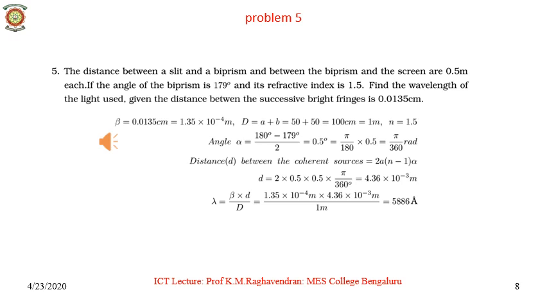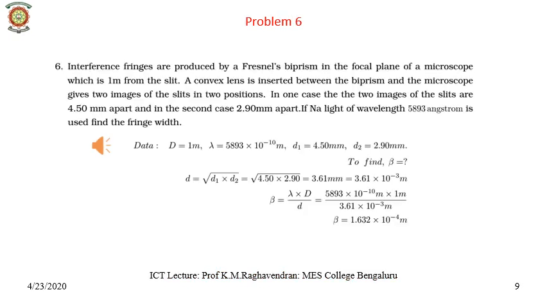So that is straightforward. We substitute for a, n and alpha, and remember alpha in radian, and obtain d is equal to 4.36 into 10 to the power of minus 3 meter. So once you have small d, you have all the data necessary to calculate lambda, and therefore we substitute in the formula lambda is equal to beta times small d by capital D and simplify to obtain lambda is equal to 5886 angstrom.